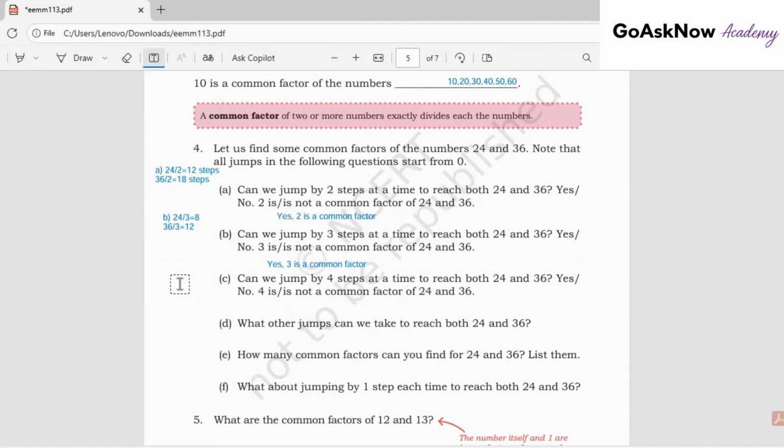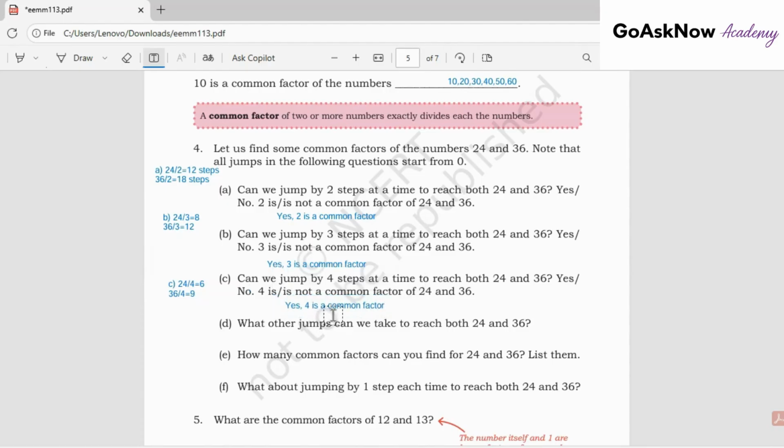Next, can we jump 4 steps? Let us calculate this. Sorry, 24 divided by 4 is 6, and 36 divided by 4 is 9. Yes, 4 is also a common factor.